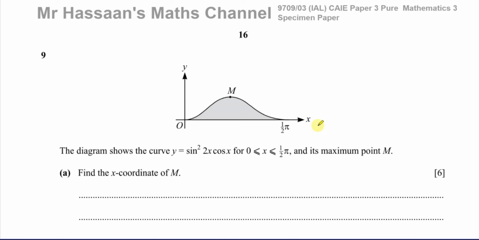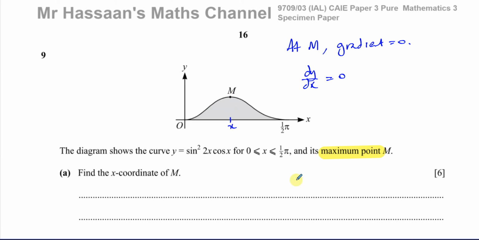It's a turning point. And what we should know from our understanding of calculus is that the gradient at the maximum and the minimum is going to be 0. So we can say at M the gradient has to be equal to 0. So that means if we find dy/dx, we have to equate it to 0 because dy/dx is 0 at this point, and then we can find the value of x at that point.